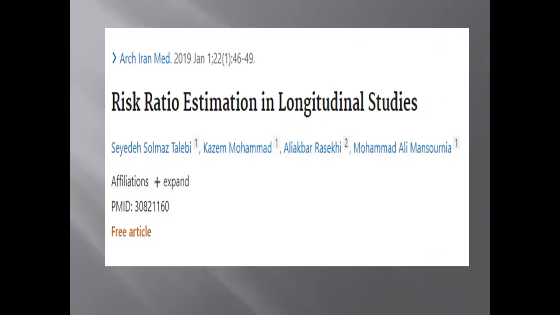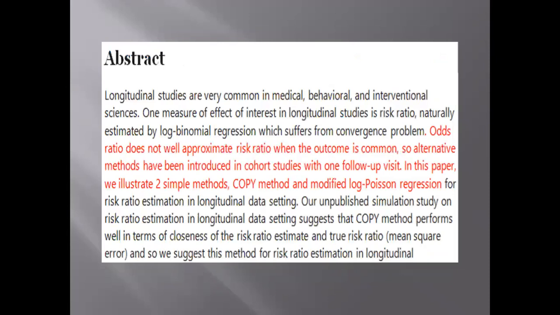The second is ratio estimation in longitudinal studies. It was published in January 2019. In this study, longitudinal studies are very common in medical, behavioral, and interventional sciences. The authors said that odds ratios do not well approximate the risk ratio when the outcome is common. So alternative methods have been introduced in cohort studies with one follow-up visit. In this paper, they illustrate two methods: one is the copy method, the other is the modified log Poisson regression method for risk ratio estimation in a longitudinal data setting.